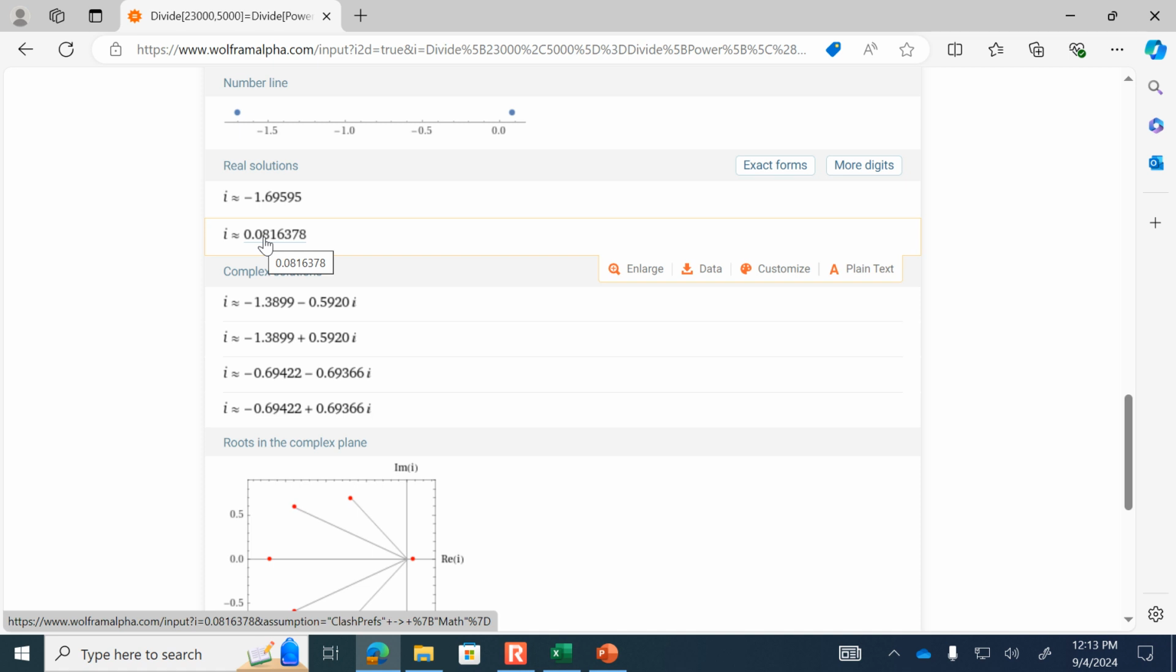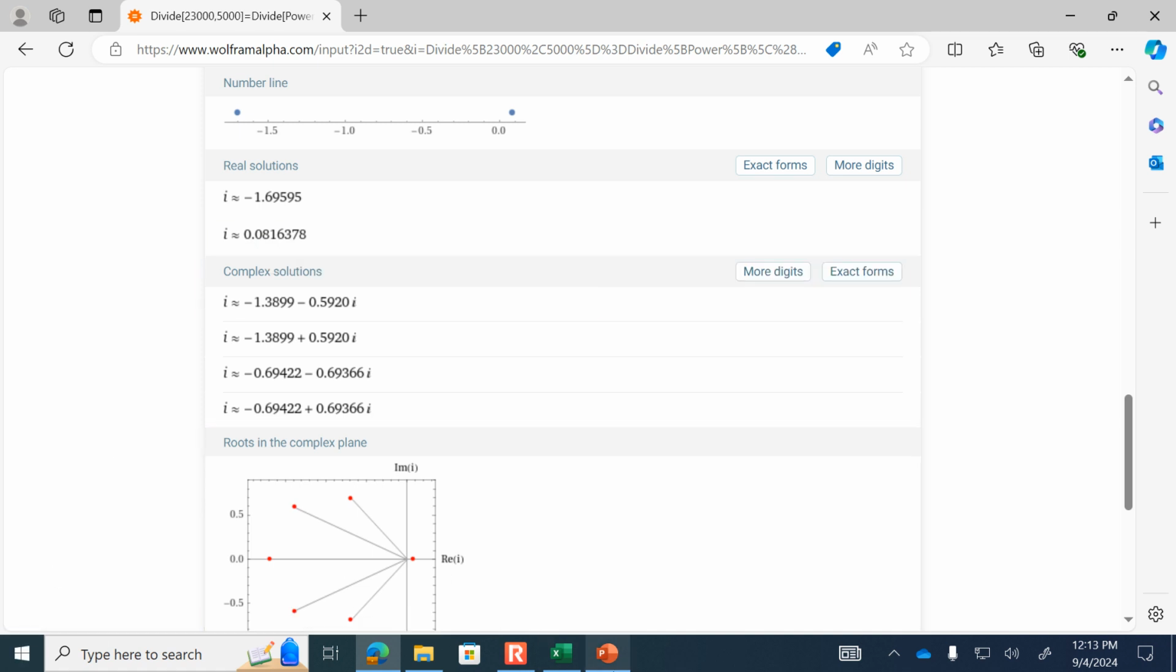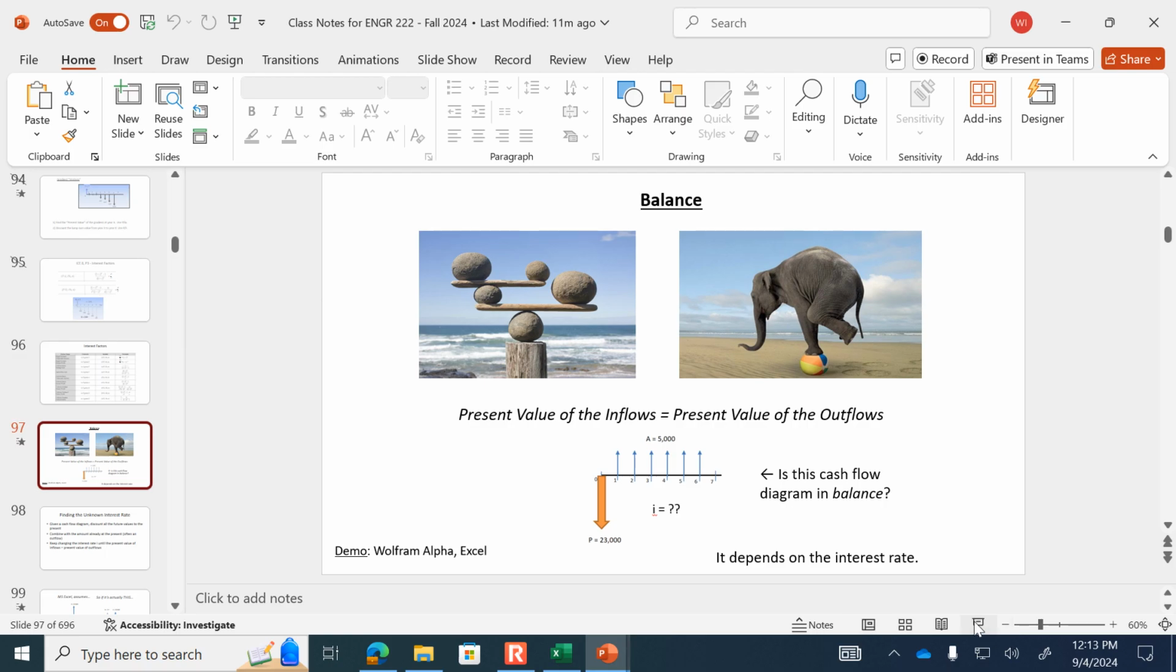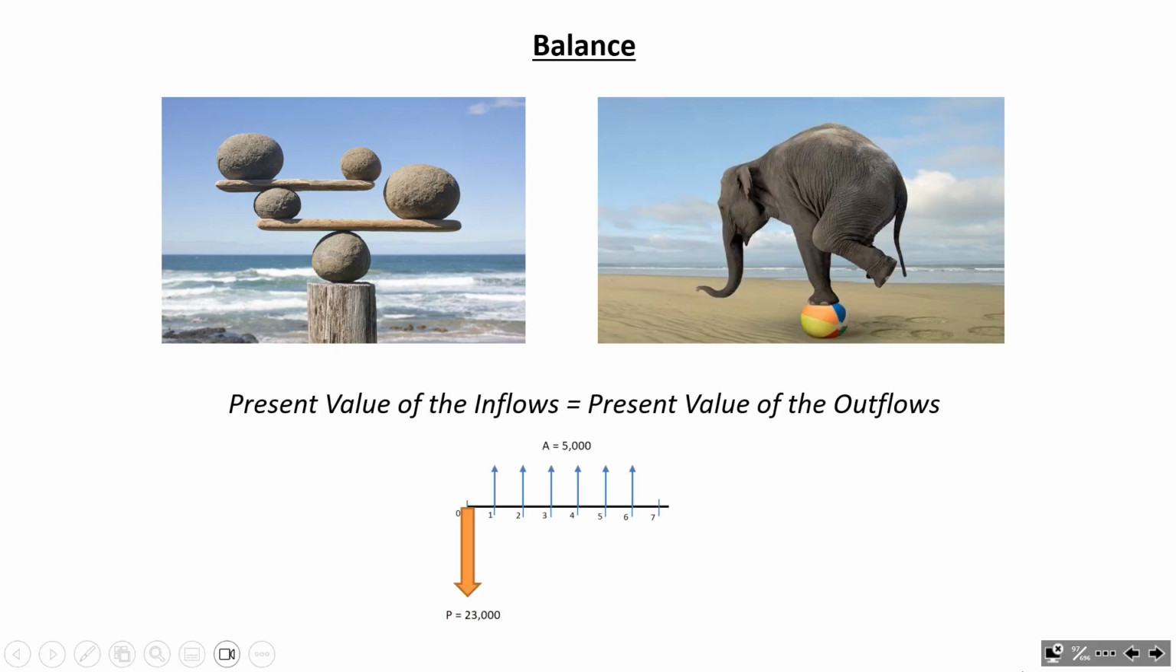8.16%. So that means you're earning a rate of return of 8.16% if you make a deposit of $23,000 and then you get 5 payments of $5,000. Then you have balance between the inflow and the outflow. That's called the internal rate of return. We'll get into the specifics later, but that's how you solve for I using Wolfram Alpha.